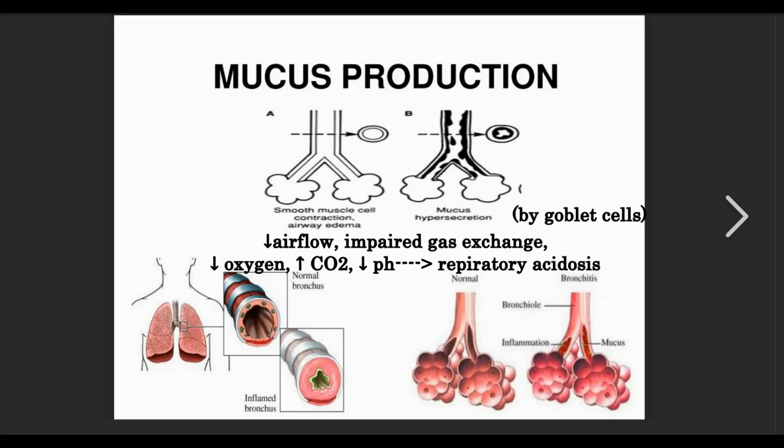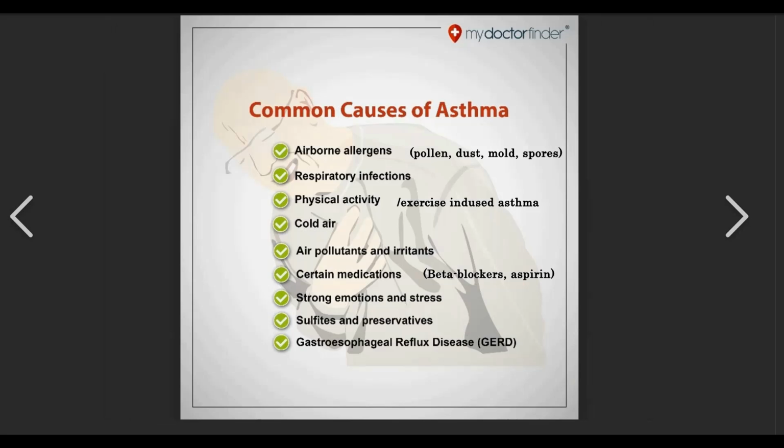Now let's see what causes asthma. Asthma is usually triggered or caused by harmful irritants or certain allergens. Examples of airborne allergens include pollen, dust, mold, spores, etc. Sometimes other respiratory infections can trigger asthma.